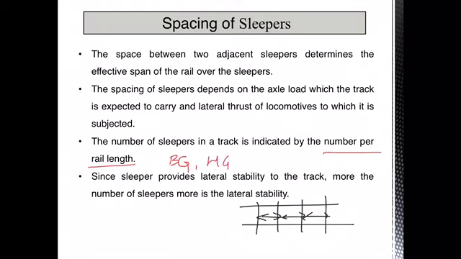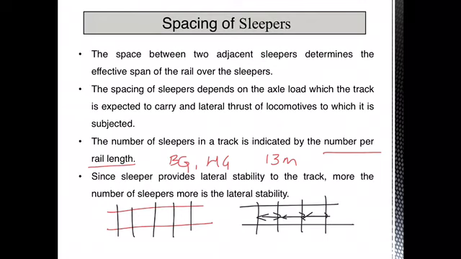Usually the broad gauge will have a rail length of 30 meters. Now for this 30-meter length, how many sleepers do we require? That is what it says. The number of sleepers in the track is how many sleepers need to be provided for one particular rail length, and the length of the rail depends upon whether it is broad gauge or meter gauge. Since the sleepers also provide lateral stability to the track, the more the number of sleepers, the more the lateral stability.